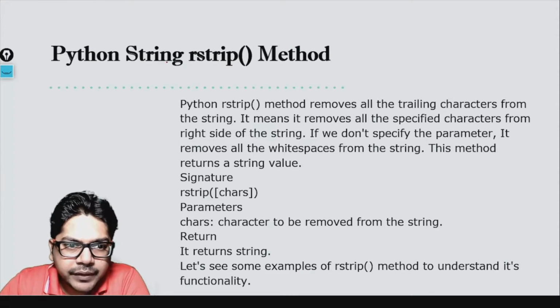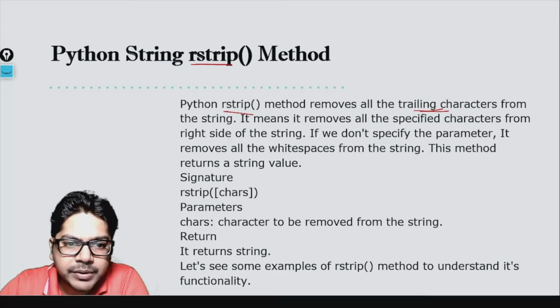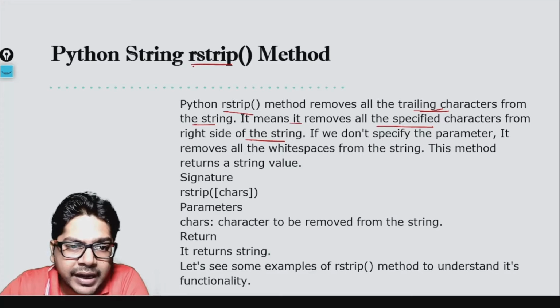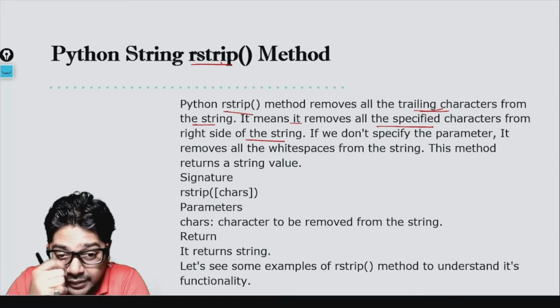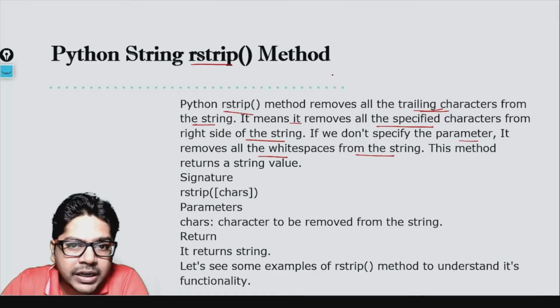So the first topic that we have is the Python string rstrip function. Now what is the rstrip function? The Python rstrip method removes all the trailing characters from the string. It means that it removes all the specified characters from the right side of the string. Rstrip means right side. If you do not specify the parameter, it removes all the white spaces from the string. If you do not specify which character to be removed, then it will remove all the white spaces from the right side of the string, and this method returns a string value.